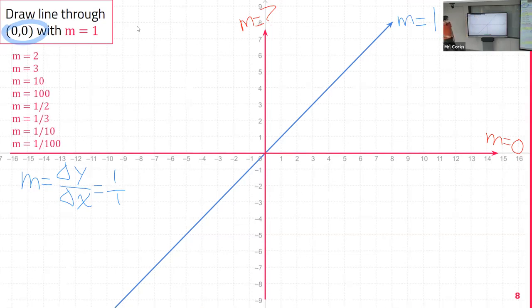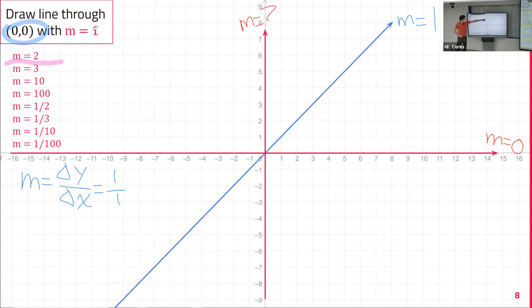Let's think of a few different lines here and see what they would look like. Let's start with m equals 2. What is that going to look like relative to the one that we have now? Relative to the m equals 1 line, what will m equals 2 look like? Okay, so steeper, more upward. It will be, let me make sure I get this correctly.